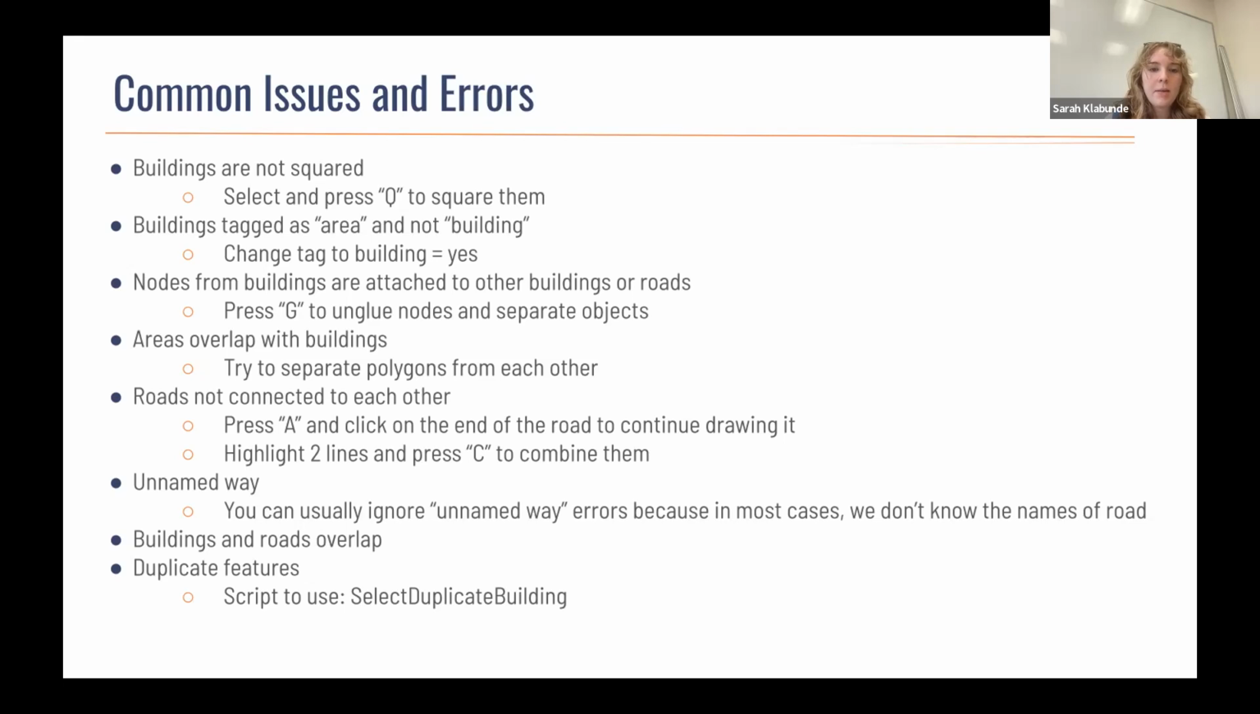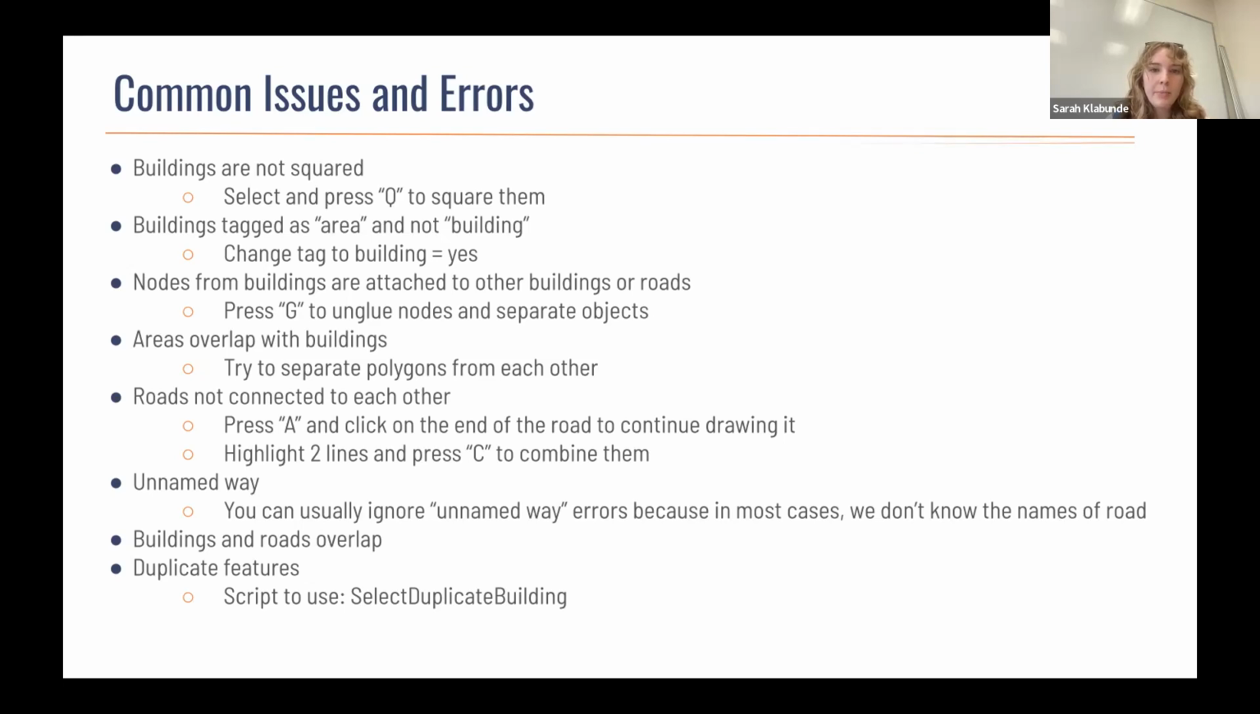Another one, sometimes when you're mapping buildings or roads that are close together, the nodes can get snapped together, but that's not what you want to have happen. So if you have building nodes that are accidentally attached together, then you can unglue them using the G key. And then after you unglue things that have been previously attached, you want to make sure that your buildings are still square and that the roads are still aligned with the imagery in case ungluing them sort of shifted them around at all.